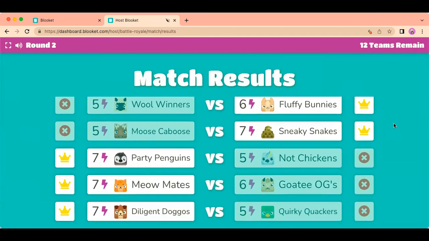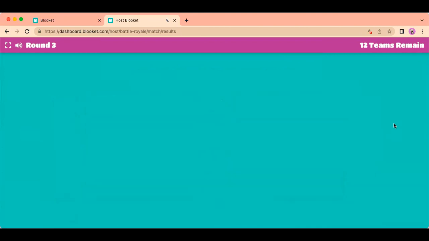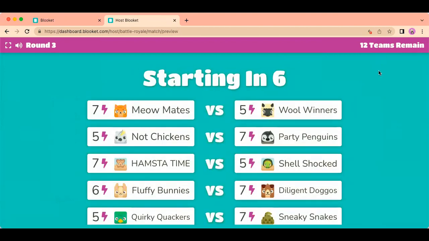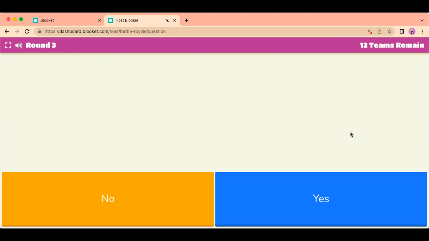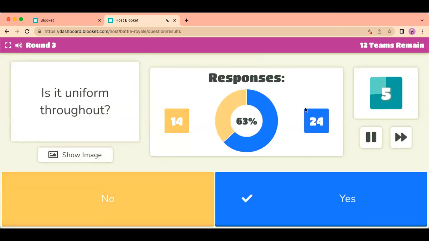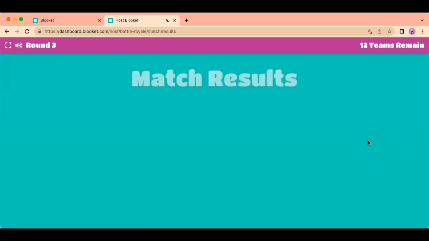Well, snake is still 7. Penguin is still 7. Meow is still 7. Doggo is still 7. Oh, is this uniform throughout? Okay. Well, it's uniform throughout. I got no idea. Yes, it's uniform throughout because they remain the same shape and sizes.